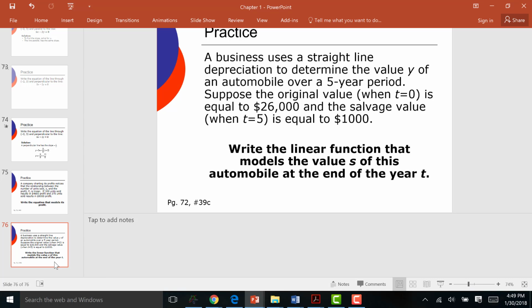Alrighty. Now, in the homework, is it always going to use X and Y? In this case, they're using T and S. T is your input, S is your output. T is how many years, S is how much it's worth, the salvage value. You got it? So that's what I mean, you got to make sure you understand every single word in the problem. T in this case is time and years. Salvage value is what it's worth.